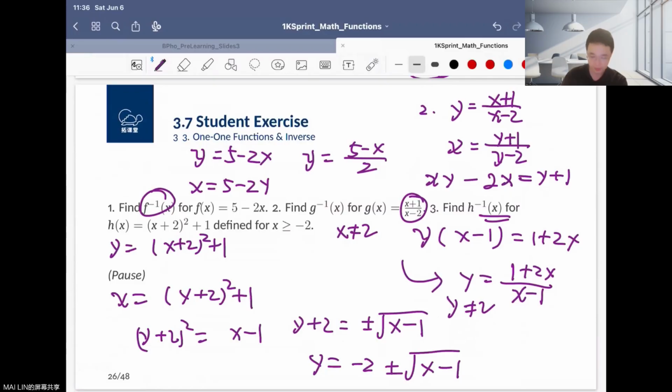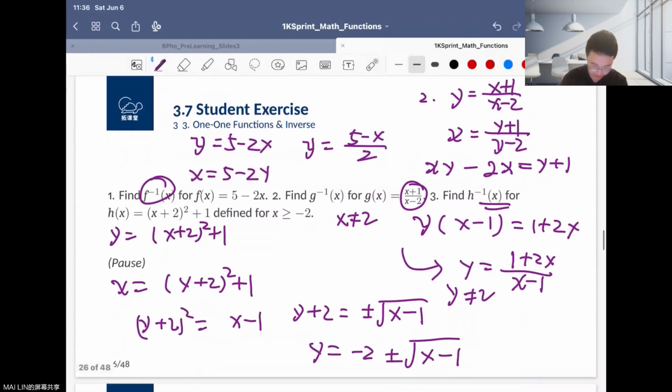That is it. Okay, and maybe for this we already have the answers, but remember that here x is greater than or equal to negative 2. So here y must be greater than or equal to negative 2, right? Because we said the domain and range also swapped. So here we can only choose negative 2 plus the square root of x minus 1, okay? That is it. That is for this problem.